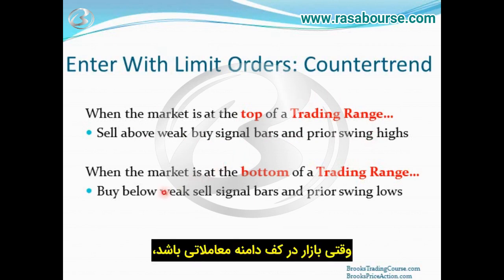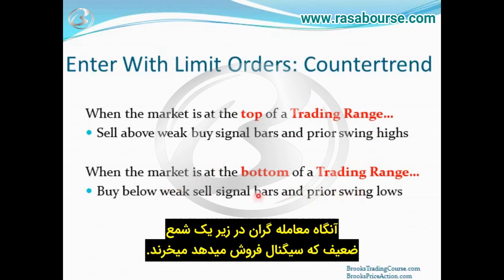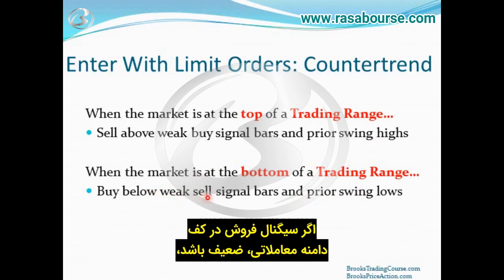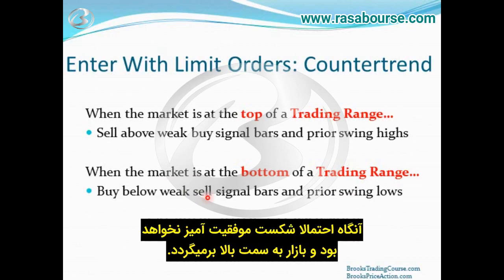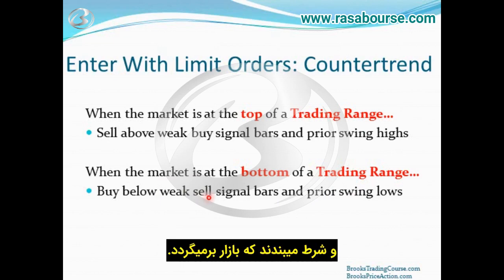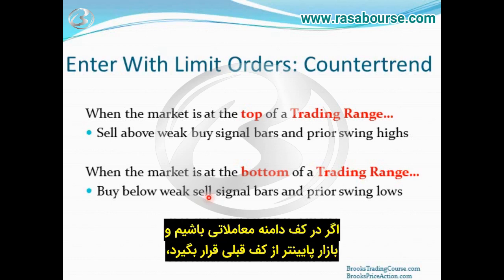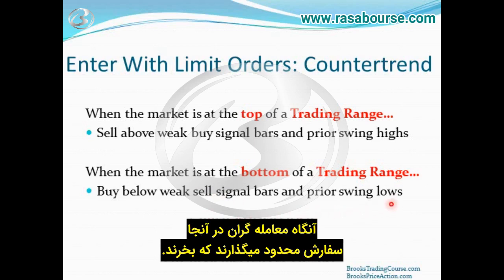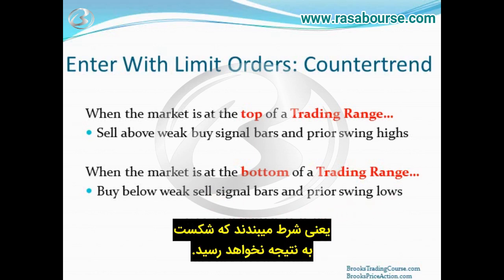When the market's at a bottom of a trading range, traders will buy below the low of a weak sell signal bar. If it's a weak sell signal at the bottom of a trading range, it probably will fail and the market will probably turn up. So experienced traders will buy below that bear signal bar, betting that the market will reverse. If the market is falling below a prior low at the bottom of a trading range, traders will also buy on a limit order there at that prior low, betting that the breakout will fail.